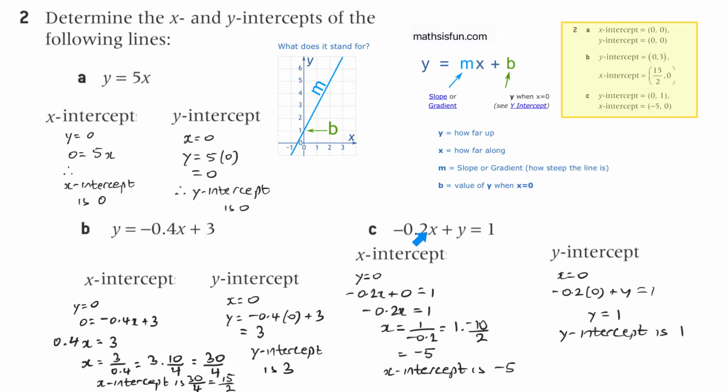C, minus 0.2x plus y equals 1. The x-intercept is where y equals 0, so that means x would be minus 5. The x-intercept is minus 5. The y-intercept is where x equals 0, so y would equal 1. Now, I've copied this from Maths is Fun, and that explains them. Remember, that's the slope, the gradient, and that's the y-intercept. These are the answers from the book.